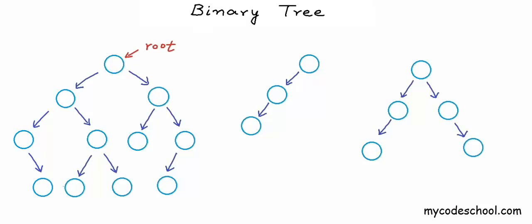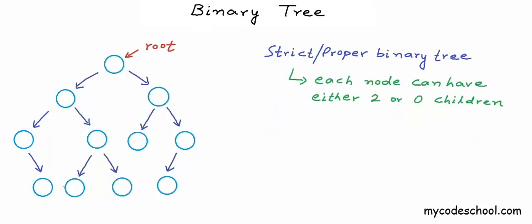A binary tree is called a strict binary tree or proper binary tree if each node can have either 2 or 0 children. This tree that I'm showing here is not a strict binary tree because we have 2 nodes that have 1 child. I'll get rid of 2 nodes, and now this is a strict binary tree.